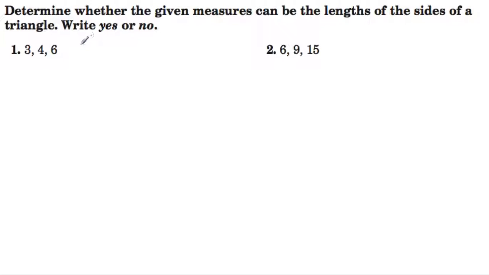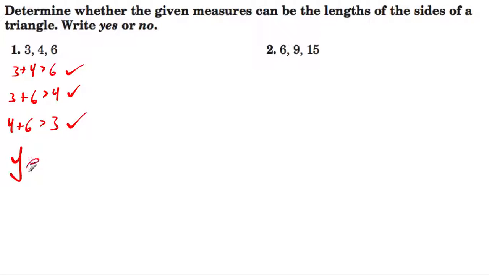So, determine whether the measures of the sides can be a triangle. So here, 3, 4, 6. Well, 3 plus 4 is greater than 6. That checks out. 3 plus 6 is 9, which is greater than 4. And 4 plus 6 is greater than 3 because that's 10. Perfect. 3 for 3. Yes.